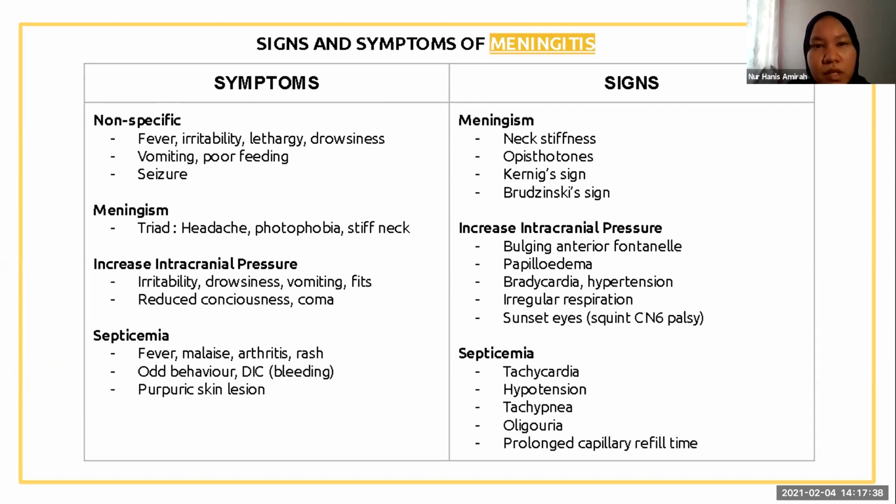And for poor feeding, for example, the mothers might complain that their child refused to be breastfed, so that might indicate poor feeding. And then seizure might also happen. And then check for any signs or symptoms of meningism: the headache, photophobia, or stiff neck. For a headache, a baby cannot tell you that they are having a headache.